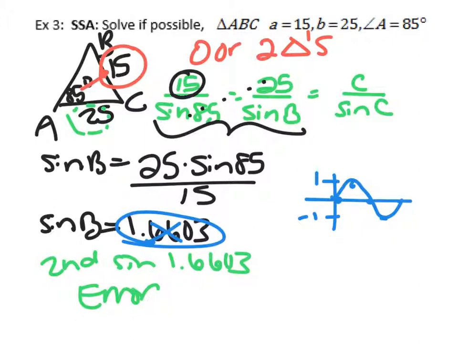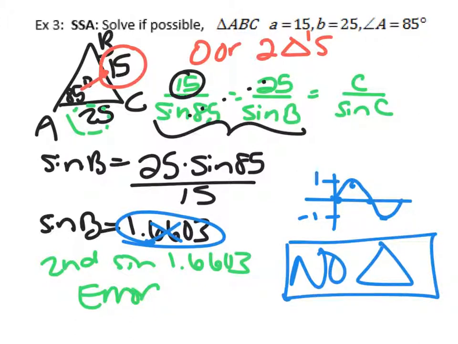So what clues you in, when you have 0 or 2 triangles, that you have no triangle is that your sine of B is bigger than 1, 1.6603. So that means these measurements do not make a triangle. So if it's over 1, you have no triangle. If I know that it's a 0 or 2 possibility, because this is smaller than this one, and this is smaller, then I'm going to get 2 triangles.